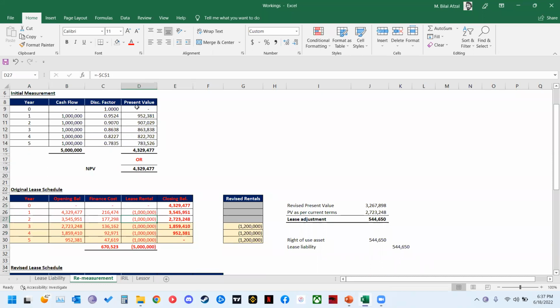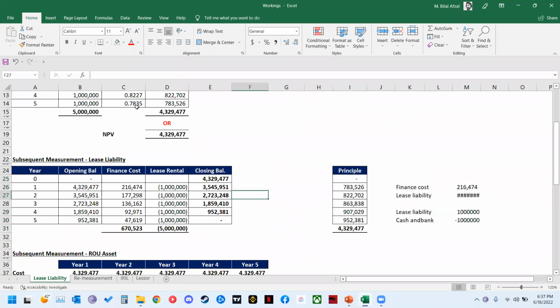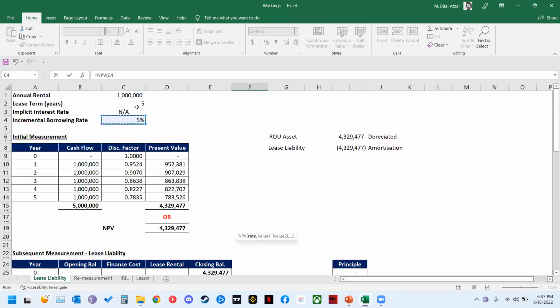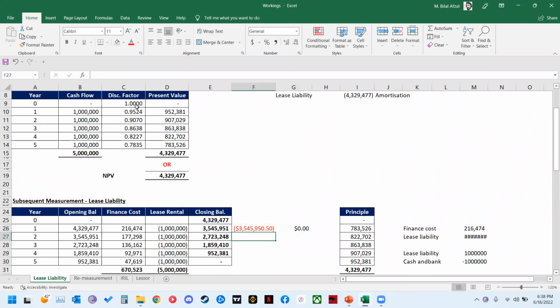Now, before I explain any further, I need to explain one thing. The beauty of the amortization table is that at the end of every year, the outstanding liability represents the present value of the remaining lease payments. For example, if I take the present value of the remaining lease payments at the end of year 1, you see, it's matching. And if I continue the same thing for the next years, it would give me the same result. So that is the way the amortization table works. At the end of every year, the outstanding liability should represent the present value of outstanding rentals, which the lessee would be paying in the coming years.